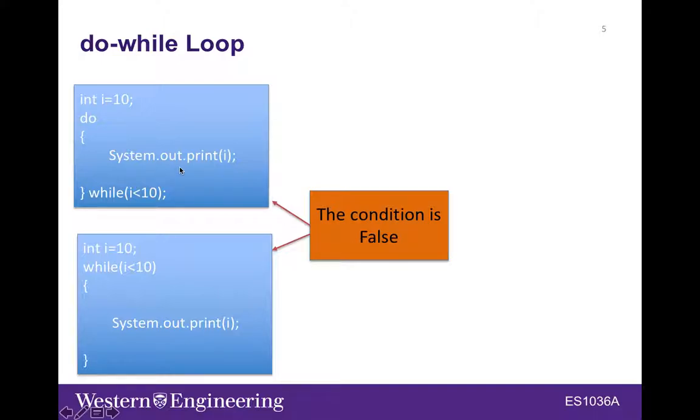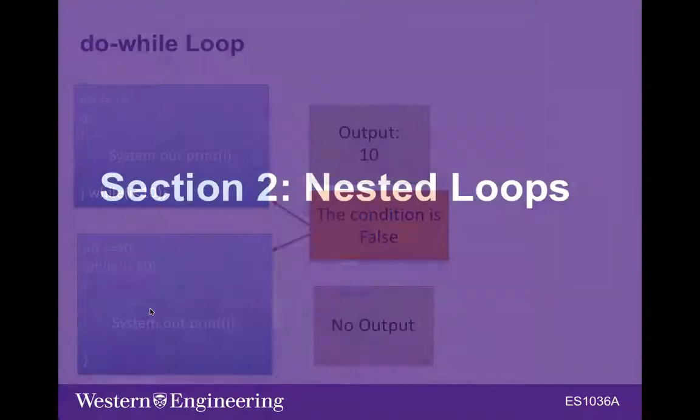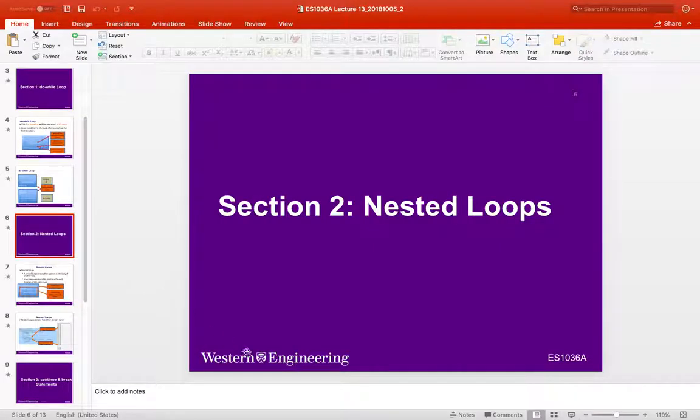But here, the do while will be executed at least once, which outputs 10 because the value of I is 10. Then after that, the condition is checked. Is I less than 10? No, I is exactly equal to 10, so the loop will be terminated after executing this first iteration. But here, the condition is checked at the beginning. So I equal 10. Is I less than 10? No. So this one will not execute anything, and I will have no output here. This is the main difference between the while loop and the do while loop.